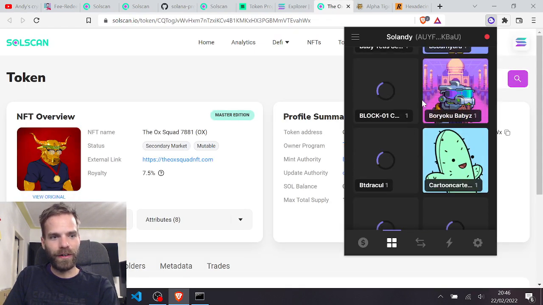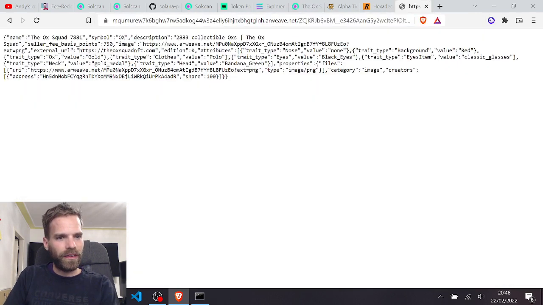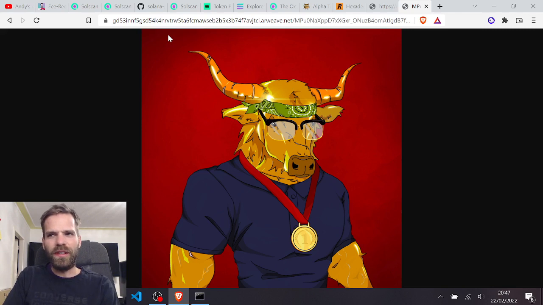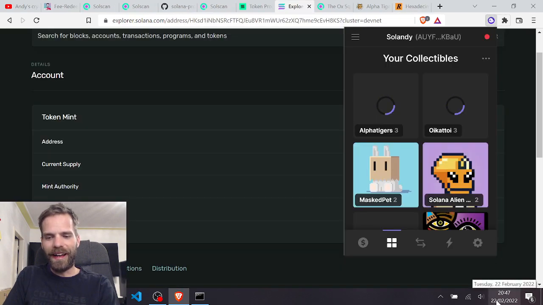I already thought I lost my valuable Ox Squad NFT, but for some reason it doesn't want to show. Let's quickly check. So that is still here. The image is also still here. That all still looks good to me. Okay. I don't know what's wrong here, but okay. What a time to be alive.